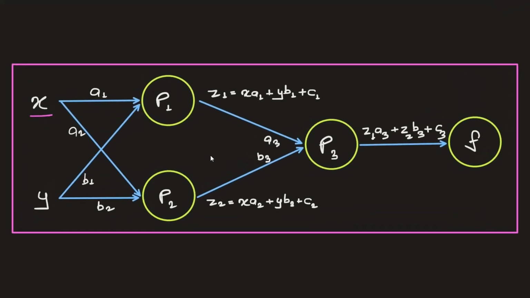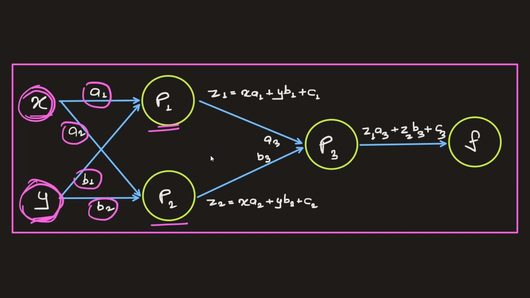So x and y are two different features that we are using here to calculate the output. This feature x will be multiplied by this weight a1 and then sent out to the first perceptron. Similarly, this feature x will be multiplied with this weight a2 and sent out to the second perceptron. On the other hand, this input y will be multiplied by this weight b1 and sent out to the first perceptron. And again, the same input will be multiplied by this weight b2 and sent out to the second perceptron.